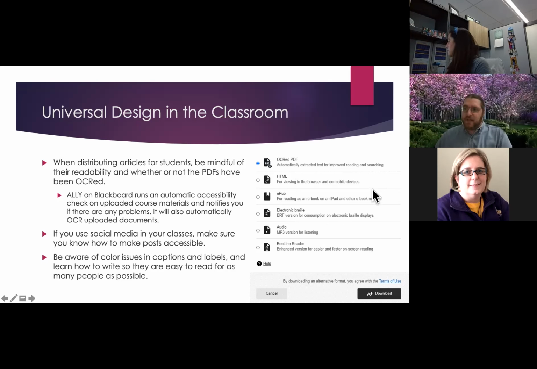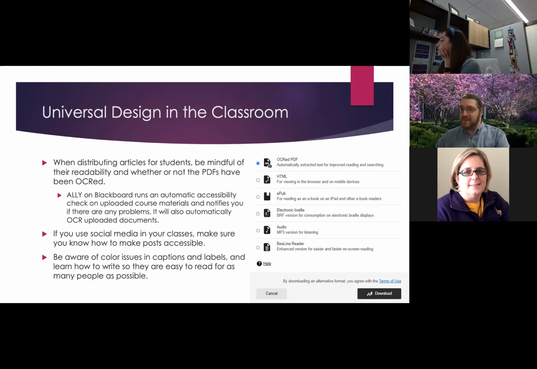And the screenshot you see on the right of the image is an example of the different formats that Blackboard has available. So Blackboard gives students the option to download a document as an OCR PDF, as an HTML document, as an e-publication, electronic braille, audio, or even Beeline reader. So a lot of this is going to be built in for you, but we strongly, strongly recommend using Blackboard to help you with your course accessibility and universal design.